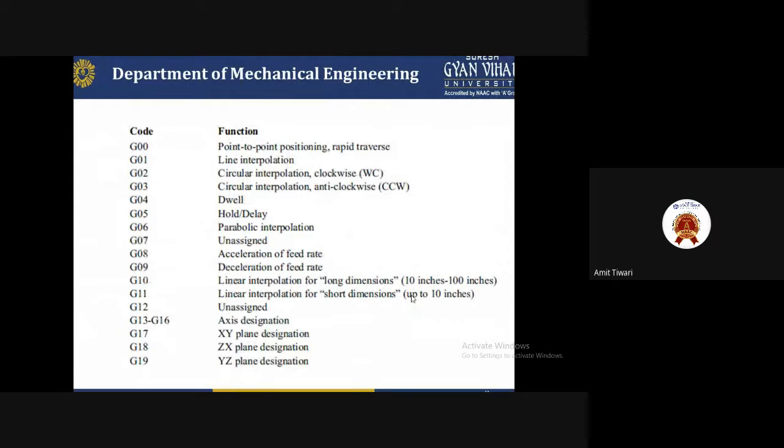I will repeat once again because it is necessary to understand it properly. So G00, G01 to G19 in the first slide. That is to indicate each and every term by name, and you can select the name by this.